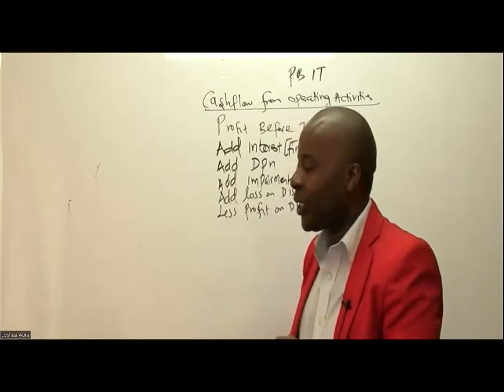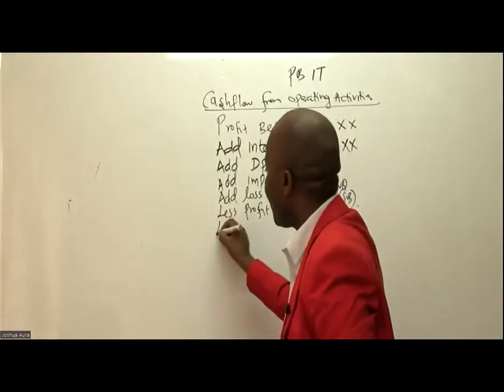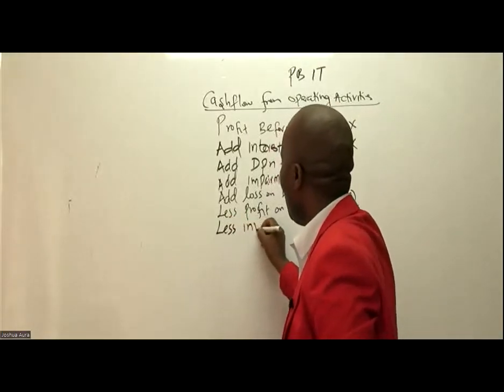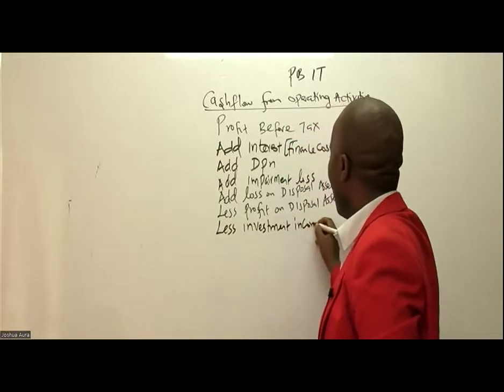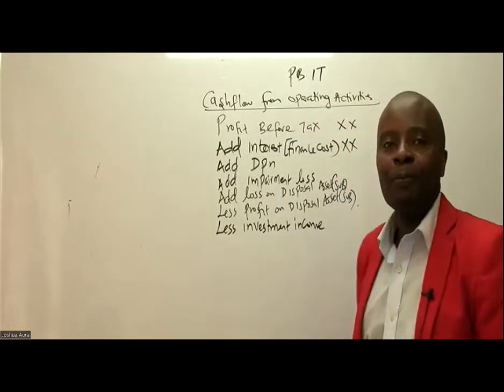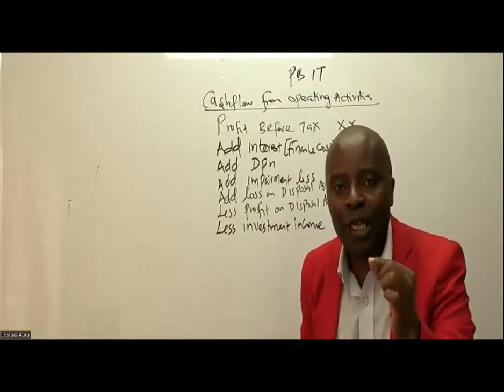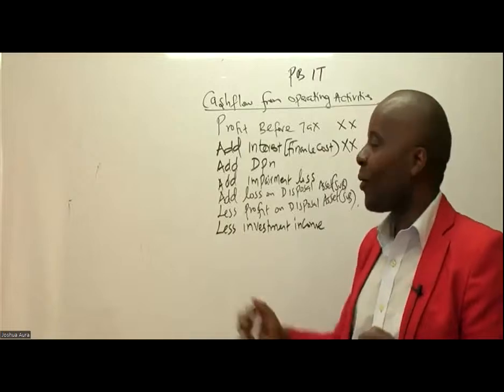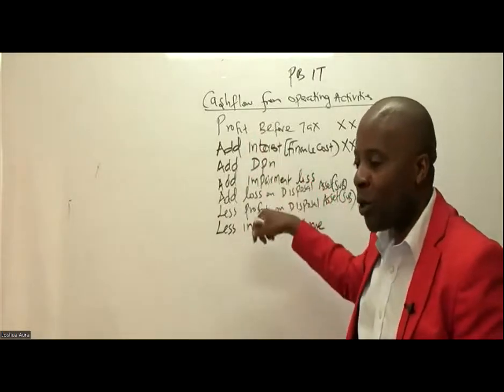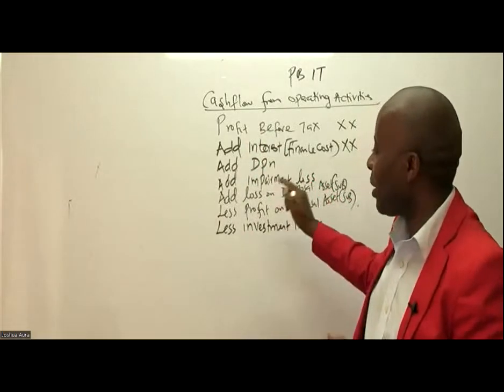You need to deduct any investment income, like rental incomes, income from associates, etc. They are not supposed to be here. You're supposed to come and subtract them.